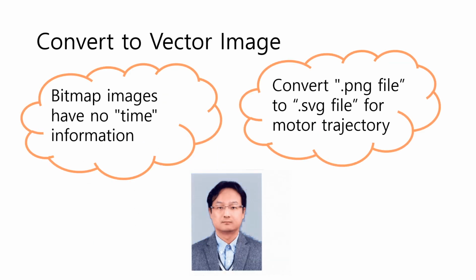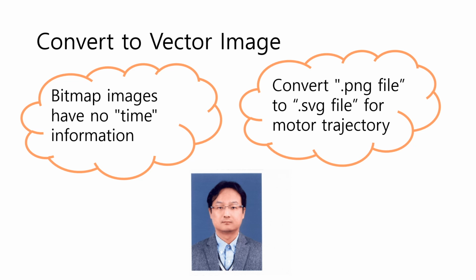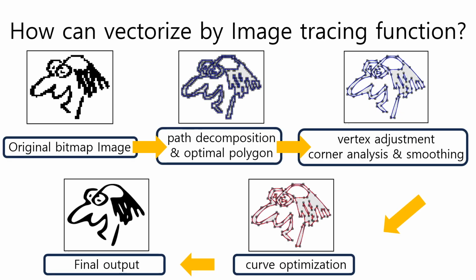Most bitmap image formats we use, such as JPG or PNG, do not have time information. So let's convert this bitmap image to a vector image, such as SVG, and obtain the desired motor trajectory. How did we vectorize the image? We first decompose the original bitmap image into a subsequence of pixels, which are used to create a group of paths, creating a polygon. Then we turn these polygons into parametric curves in the form of Bezier curves using vertex adjustment. Finally, the curves are optimized by comparing segments of adjacent Bezier curves and merging similar ones.